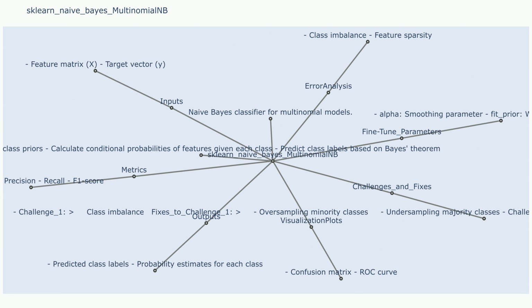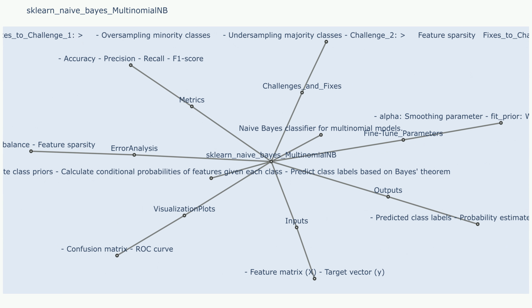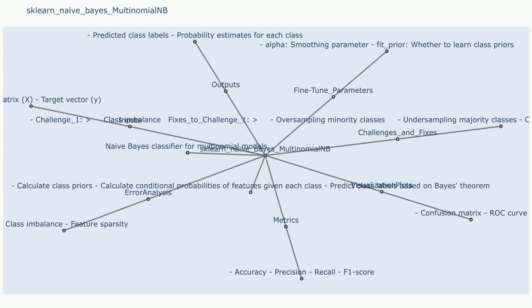Sample use case that resulted in challenge 2. If a new product review contains a word that is not present in the training dataset, the multinomial NB model will assign a probability of 0 to that word, leading to inaccurate predictions. Fixes to challenge 2. The alpha parameter can be used to address this problem. By setting alpha to a small positive value, the algorithm will assign a non-zero probability to unseen words.